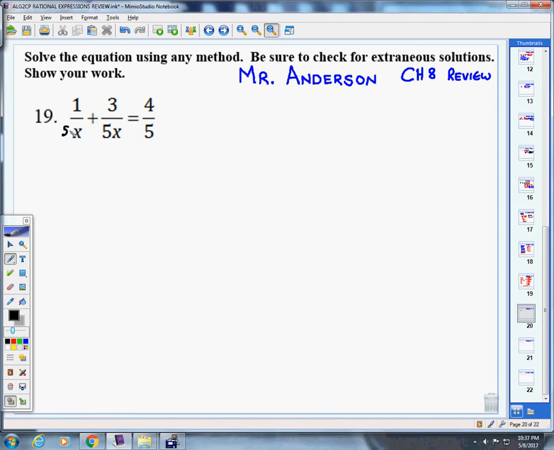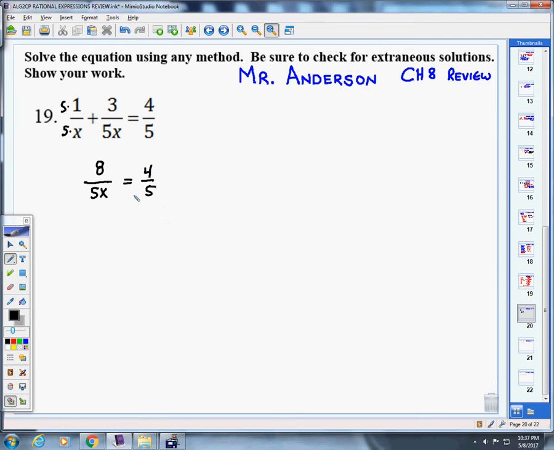So this side over here, in order to make that least common multiple of 5x, make that common denominator 5x, I've got to multiply this side by 5 over 5. All right, now I'm able to just add the numerators, because I have a common denominator. So I've got 5 plus 3, so that's 8. 8 over 5x, and this equals 4 over 5.